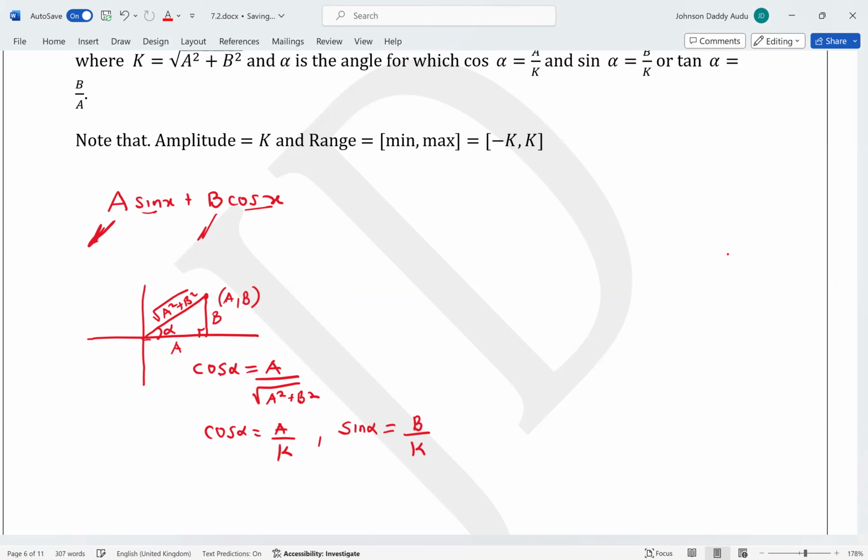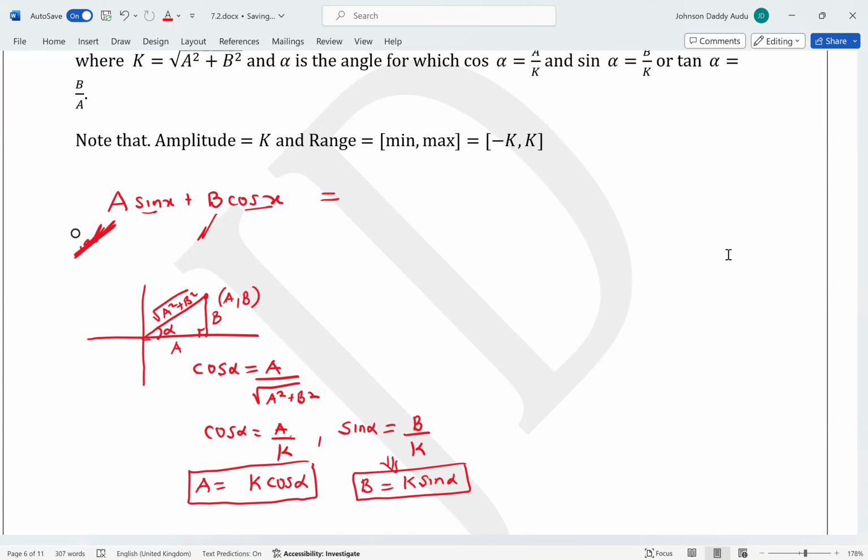Now, with this in mind, we can rewrite this. I see that anytime I have a over k, it means cosine alpha. Remember, I want to write a in terms of cosine. So what is a from there? From here, you can see that a is nothing but k cosine alpha. Also from here, we can see that b is nothing but k sine alpha. See?